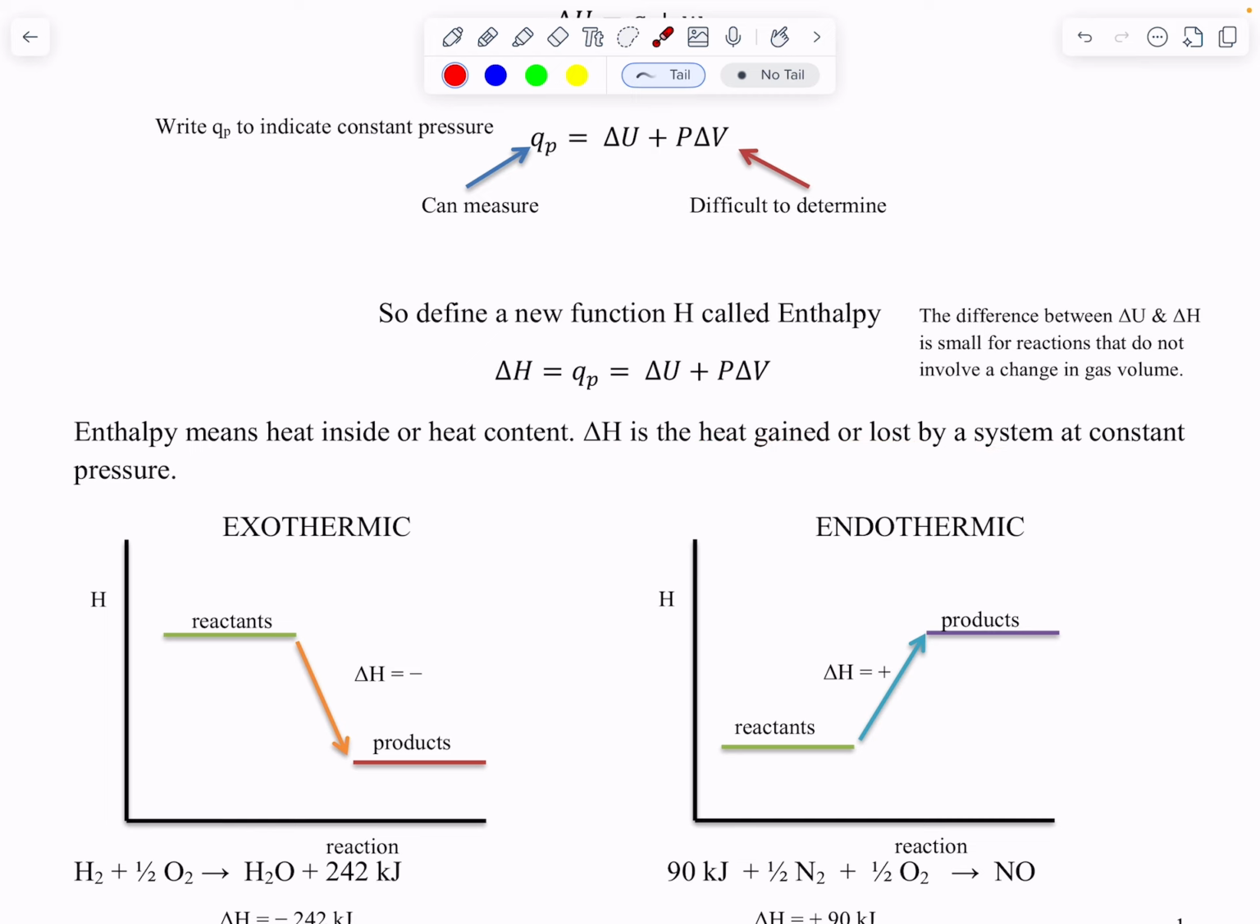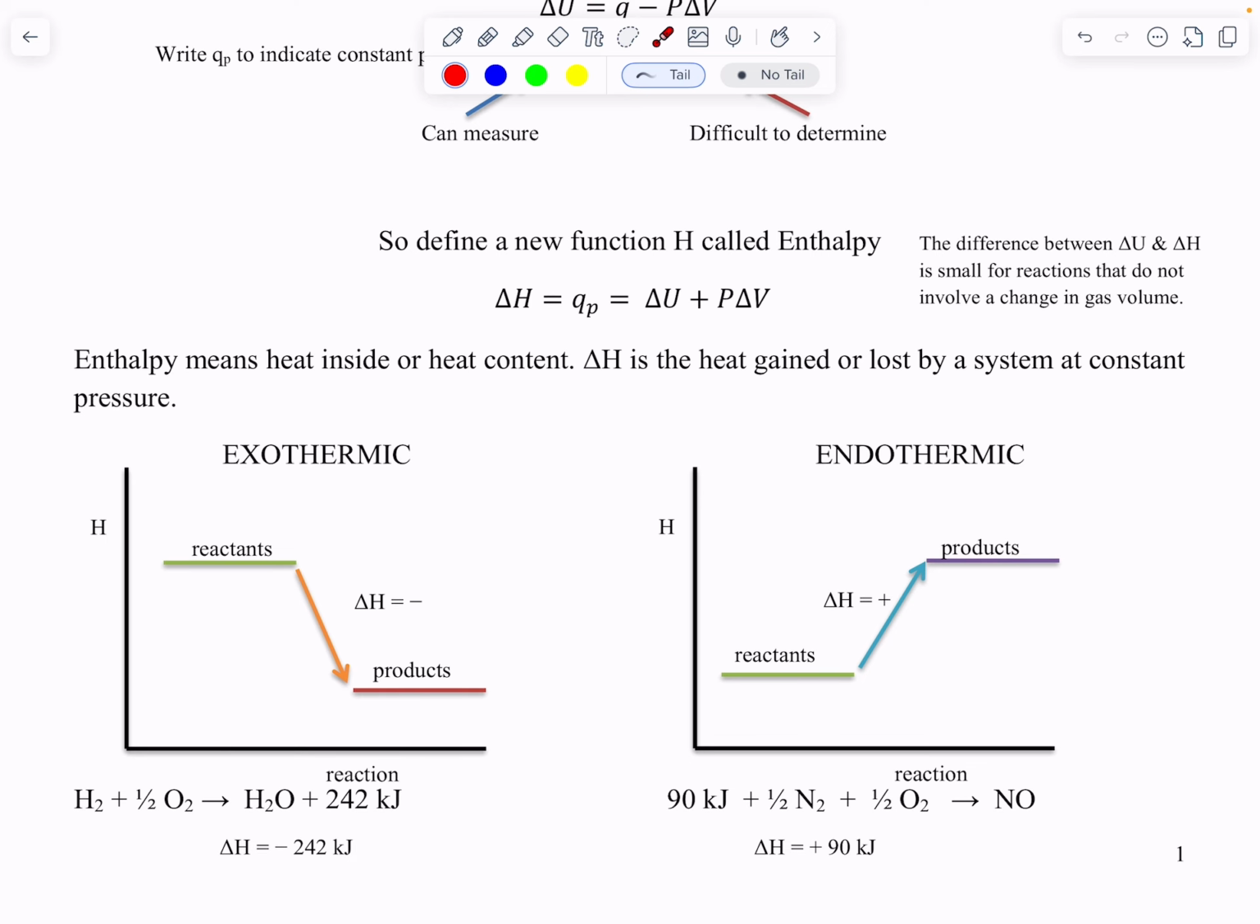All right, so if we look at these graphs, H is your heat content. Think of it kind of as your chemical potential energy. But your heat content, your enthalpy, is how much it has. And then the x-axis is the reaction. So you can think of it as time, but it's not necessarily time. It's just a snapshot of if the reaction proceeded.